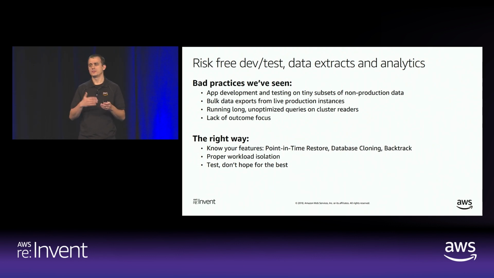So the right way, of course, of doing some of this development and testing experimental work is knowing the types of features that are available in Aurora. Point-in-time restore is one that helps, restoring from backups or corrupted data or things like that. Database cloning and backtrack are two other big features that will help development and testing be a lot more agile. And they will also offer workload isolation, where you can isolate some of these development concerns from your production system.